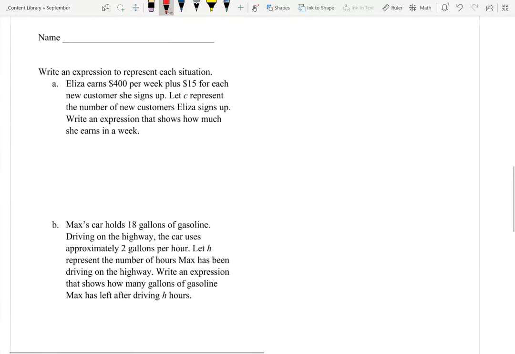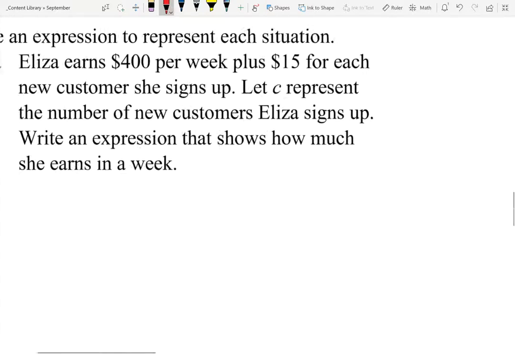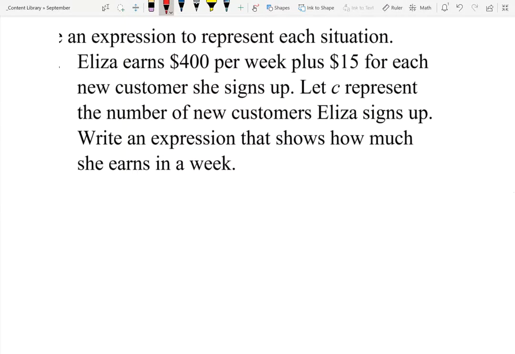Okay, now to finish this, we got a few word problems. Let me zoom in. Eliza earns $400 per week plus $15 for each new customer she signs up. Let C represent the number of new customers Eliza signs up. Write an expression that shows how much she earns in a week.